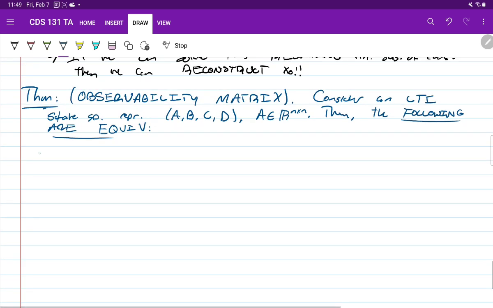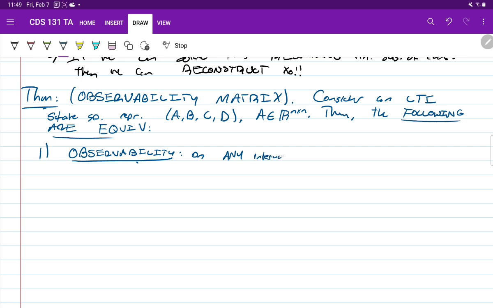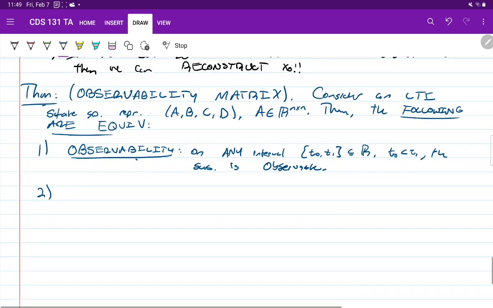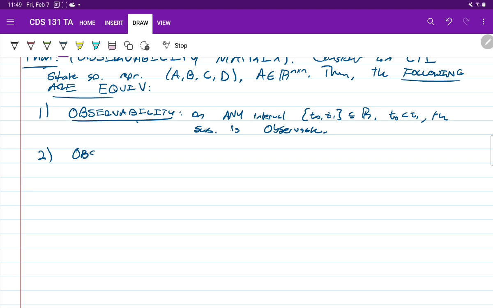Following are equivalent. So first, what I'm going to say is observability. Okay, this is going to be our first condition. Observability: on any interval [t naught, t1], which is a subset of R, with t naught strictly less than t1, the system is observable. What I'm going to claim is that this is equivalent to that matrix up here being full rank. Okay? So condition 2, observability matrix.